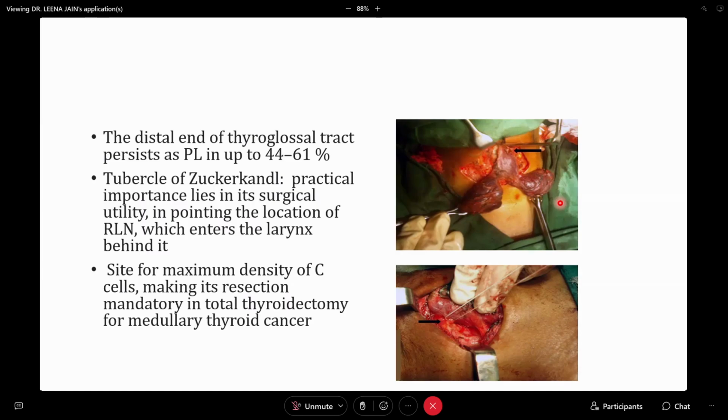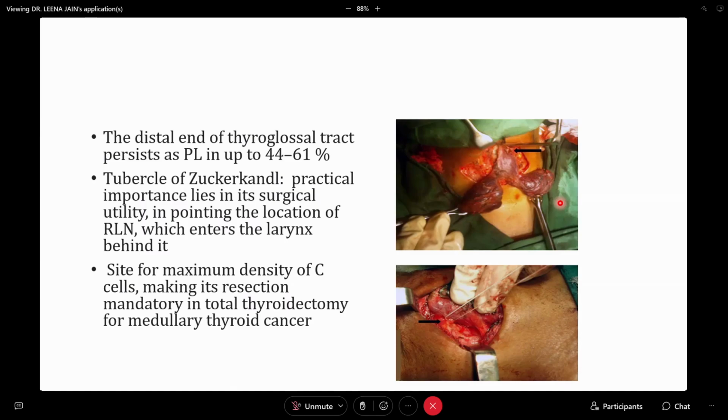It is important. Another important landmark in and around the thyroid is the tubercle of Zuckerkandl. Basically, it is condensed thyroid parenchyma, located at the cricothyroid level on the posterolateral aspect of the thyroid gland. Depending on its size, there is a classification: less than 0.5 centimeter is type 1, between 0.5 and 1 centimeter is type 2, and greater than 1 centimeter is type 3.